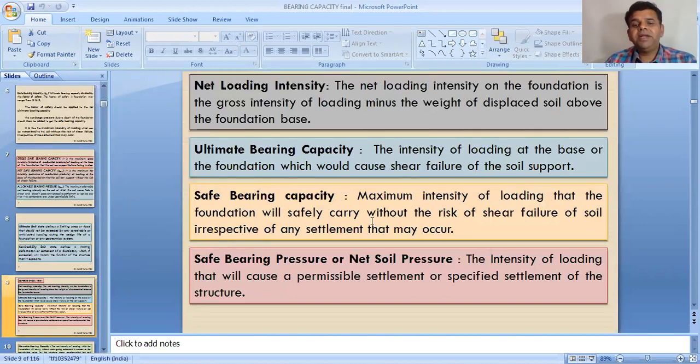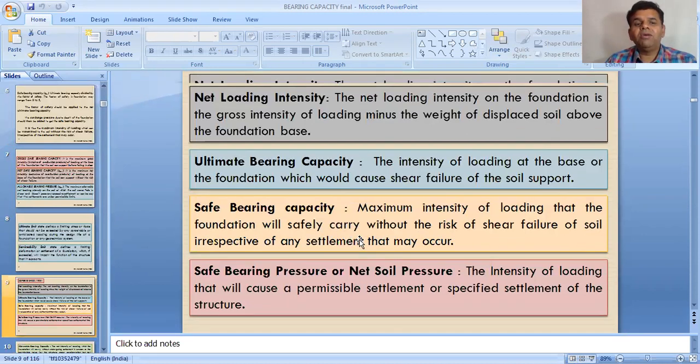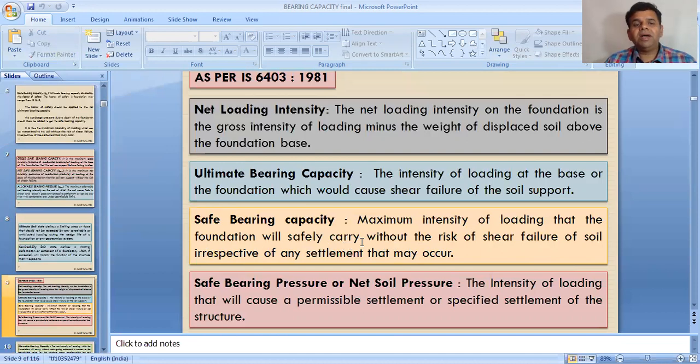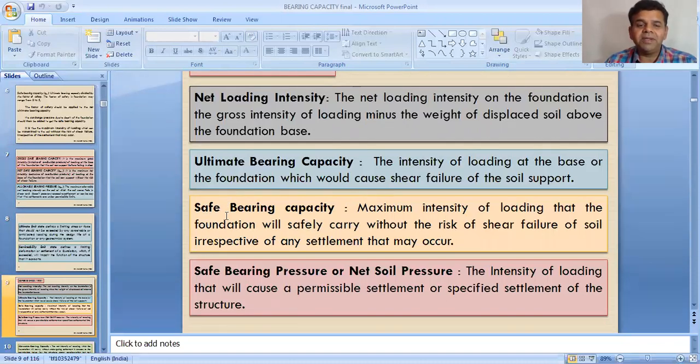You see, the safe bearing capacity of soil according to the Indian Standard Code 6403-1981 is the maximum intensity of loading that the foundation will safely carry without the risk of shear failure of soil, irrespective of any settlement that may occur. This is the safe bearing capacity of soil, which does not take into consideration the settlement criteria.